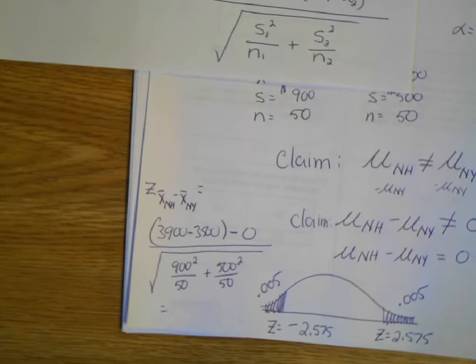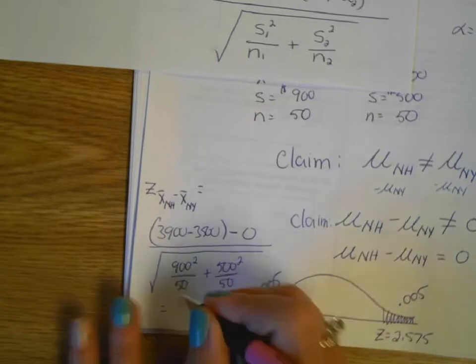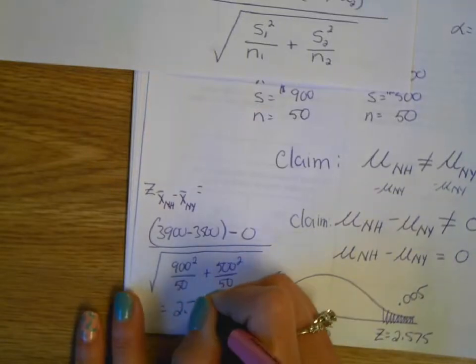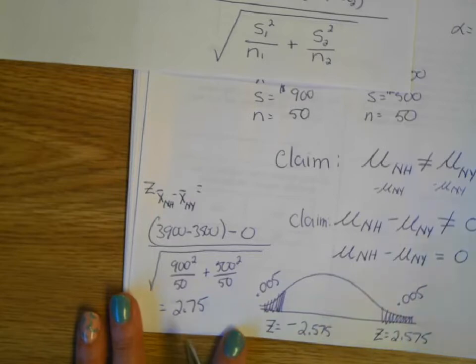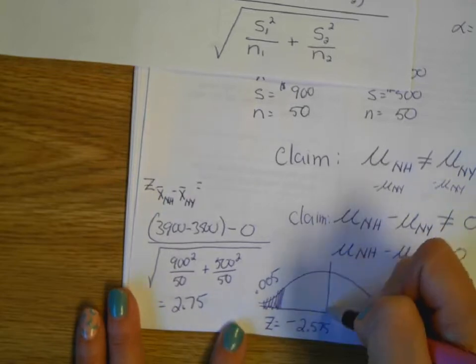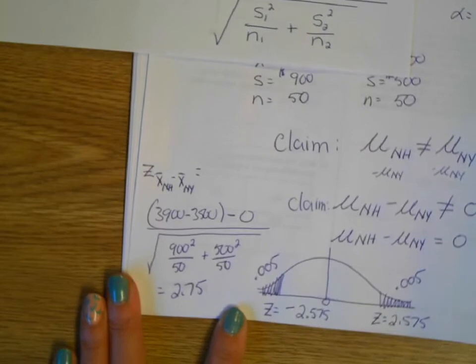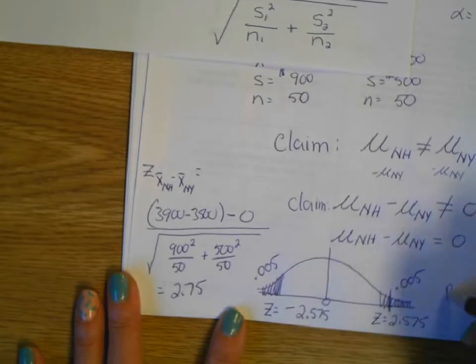How good are your calculator skills? 7.5? I agree. Any luck? Okay, so 2.75. Where are we on our normal distribution here? Which region are you in? Fail to reject or reject? Reject. Reject the hope. You're over here.